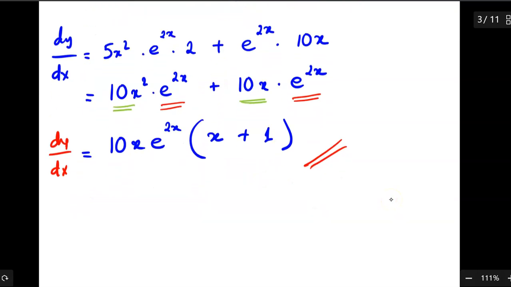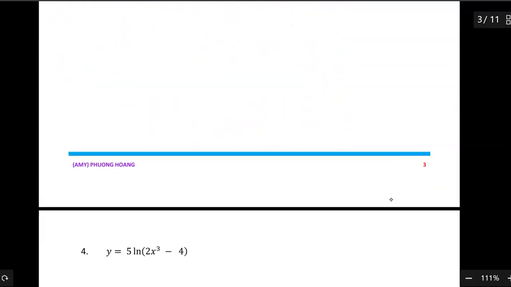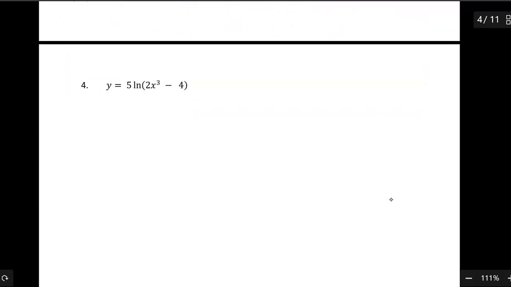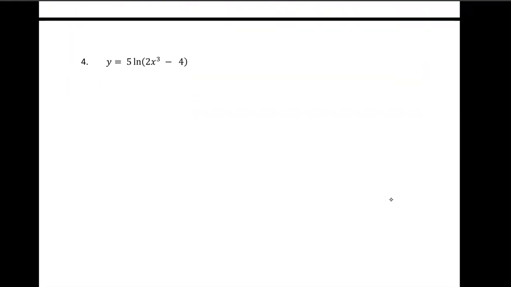Alright, so let's move on to the next question. The next question I have is 5 times the natural logarithm of the function 2x to the exponent 3 minus 4. Okay, so let's review.